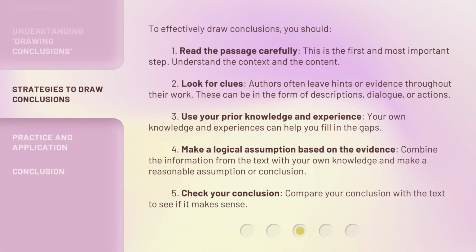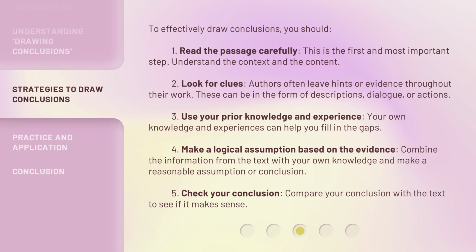To effectively draw conclusions, you should: 1. Read the passage carefully. This is the first and most important step. Understand the context and the content. 2. Look for clues. Authors often leave hints or evidence throughout their work. These can be in the form of descriptions, dialogue, or actions.